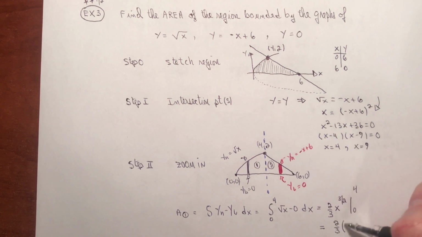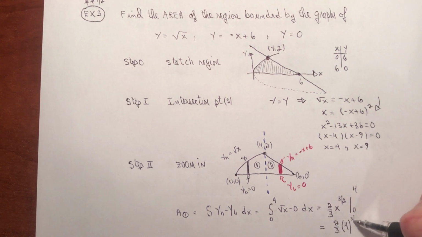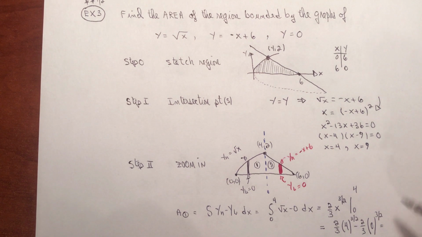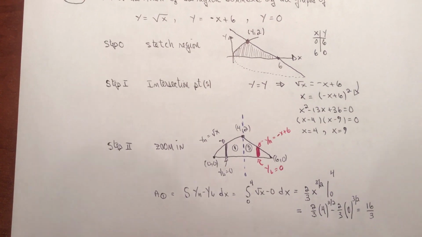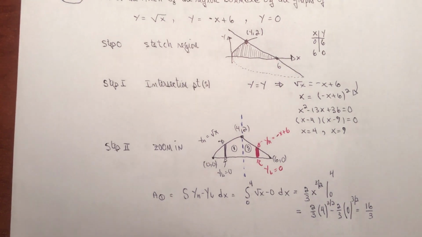FTC part 2. Put in the 4 and put in the 0. 4 to the 3/2 is 8 times 2/3. 16 over 3 is actually the area of the first region.